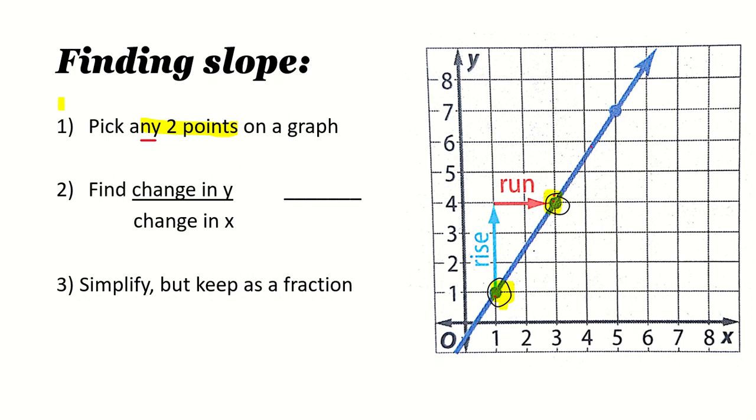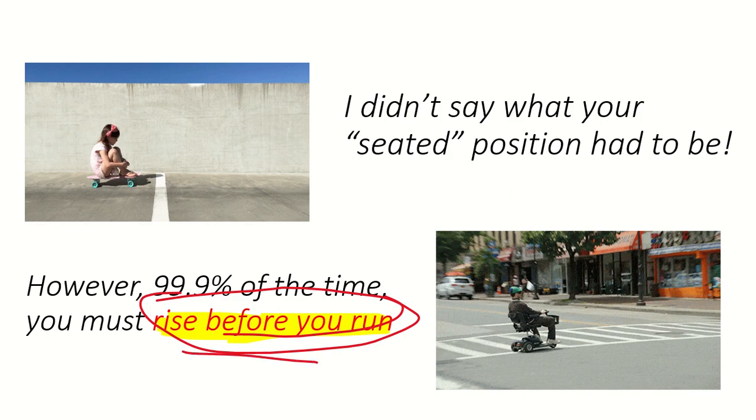Now we're going to find the slope, which is change in y over change in x, but remember it's called, for the purposes of a graph, rise over run. The rise part comes first. It has to be on top because remember, you must rise before you run.